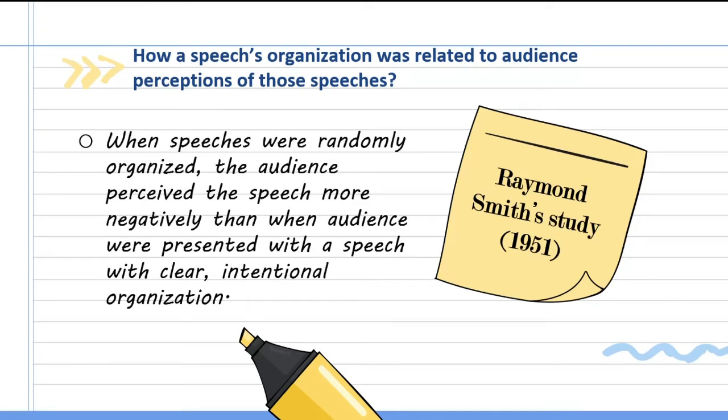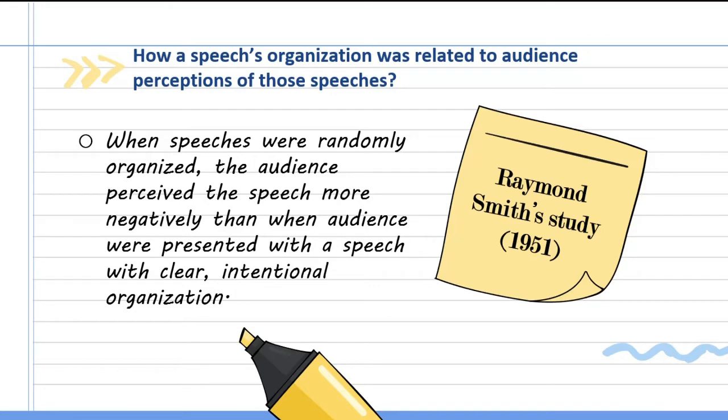He stated first, when speeches were randomly organized, the audience perceived the speech more negatively than when audiences were presented with a speech with clear, intentional organization. If a speaker is randomly organized, there's a possibility that the audience could be aware of that, and they will think that your speech is somewhat good or not. Then the audience were presented with a speech that is really clear and actually applies organizing.